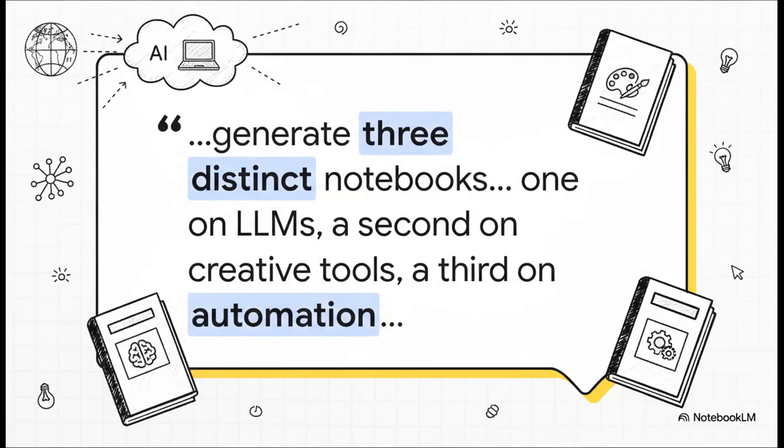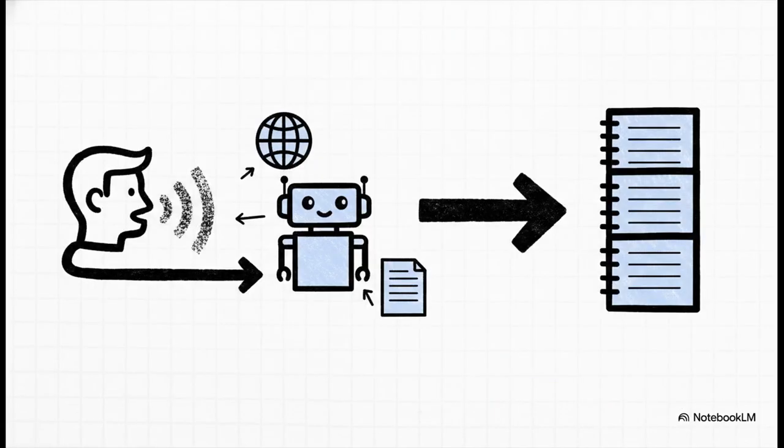But here's the next level question. What if we could automate the creation of the notebooks themselves? This brings us to the ultimate hack. This right here is a real voice command given to an AI agent, basically telling it to go do research and create 3 separate, detailed notebooks on different AI topics. This is a project called Google Anti-Gravity, and it's basically like having your own personal AI research assistant.